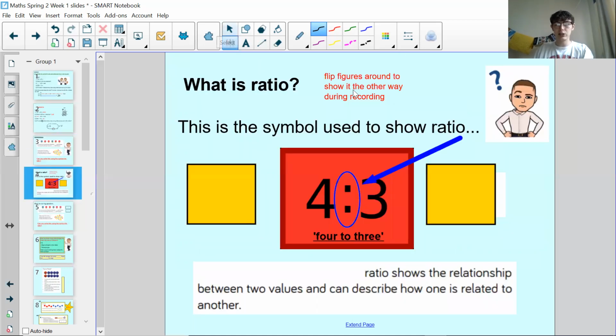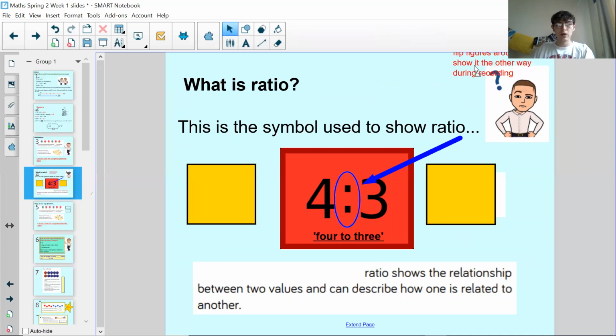Looking at ratio. So, what is ratio? This is the symbol that is used to show ratio, okay? And it looks just like a colon here. I've circled it. That is our symbol for ratio. And what ratio does is it shows the relationship between 2 values and it can describe how one is related to the other, okay? So they can be used to compare.